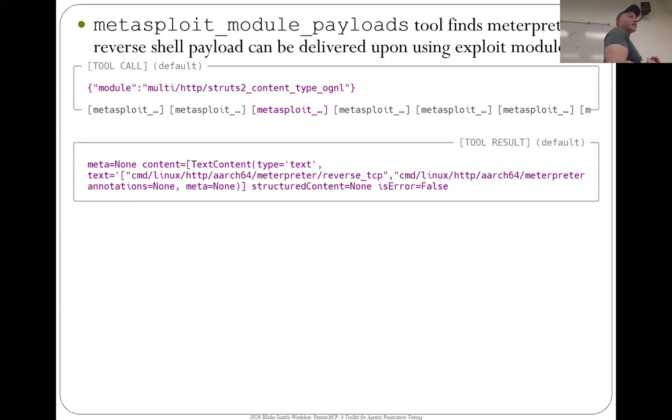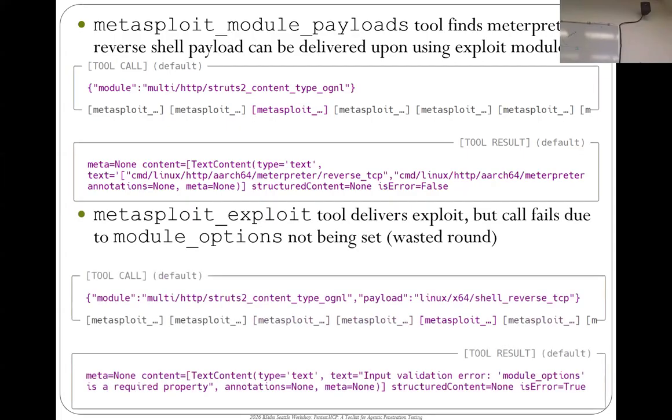Okay, so it gives you all the payloads, and it gives you the exploit module. Then what you're going to do is see what payloads can be attached to this exploit module, and it'll give you a list of payloads. One of them will be a reverse TCP payload. So that's going to give you the shell, and it's going to choose this reverse TCP payload.